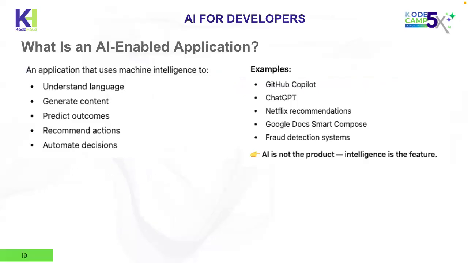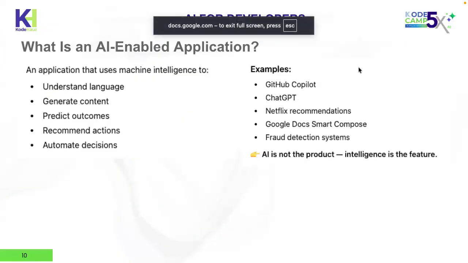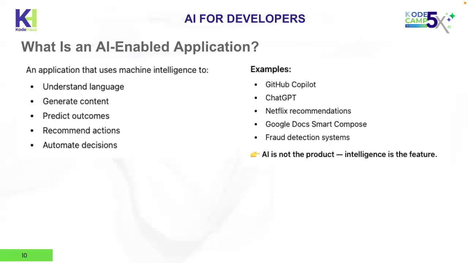An AI-enabled application is basically an application that uses machine intelligence to be able to generate content, to predict outcomes, to recommend actions, and then to automate decisions. So if you look at that, this is in a certain hierarchy. Understanding language is the lowest. It was quite impressive years ago that AI could understand natural language and generate actionable steps from it. Then generate content. So AI can also respond and give you meaningful content as well.